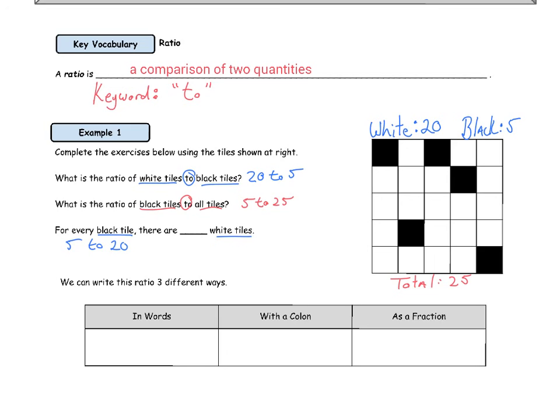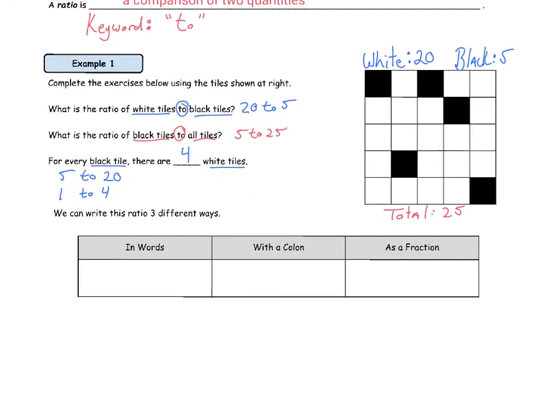So what we have to do here is we have to simplify this ratio down using something called common factors. There's a common factor between 5 and 20. You should all know that the common factor is 5. So if I do 5 divided by 5, I end up getting 1 black tile to 20 divided by 5, which is 4. So for every 1 black tile, there are 4 white tiles.